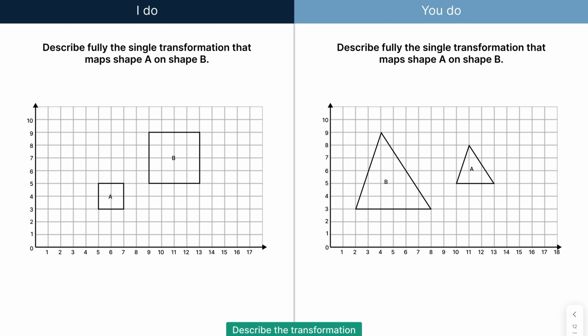And finally, here we've been asked to describe the transformation. So in order to describe the transformation, the first thing you need to write down is the enlargement. So to go from shape A to B, just pick one of the sides and compare them. So this has a width of 2. This has a width of 4. So you know the scale factor is going to be 2. So we're going to write that it's an enlargement by a scale factor of 2.